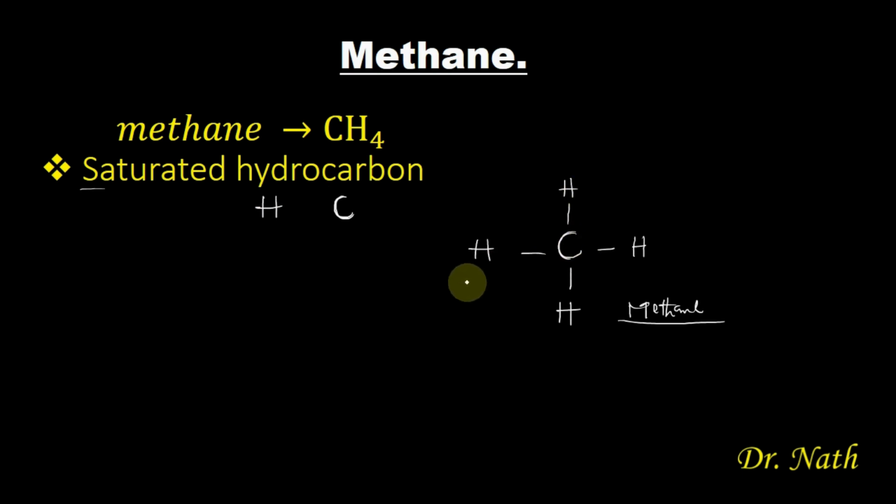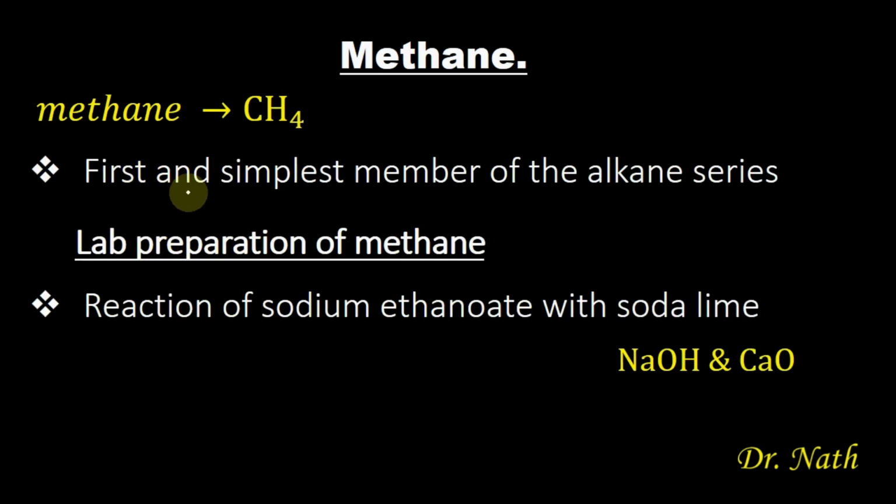So methane is a typical example of a saturated hydrocarbon, and it is the first and the simplest member of the alkane series. We've already looked at that, and being the first member, it is a gas. Remember, we said in the last class that the first 4 members are gases. So it's the first and the simplest member of the alkane series. This is very important. It can also come in an exam: the first and the simplest member of the alkane series is what? You should know that it is methane.